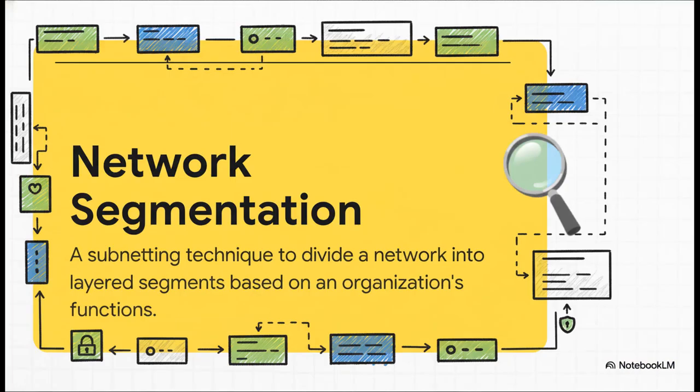The whole idea boils down to this: network segmentation. And we're not just taking a butcher's knife to the network here. This is a really precise technique. It uses something called subnetting to create these smaller, self-contained networks that actually mirror the way your organization is structured. Think of it like building digital walls between different departments or functions.